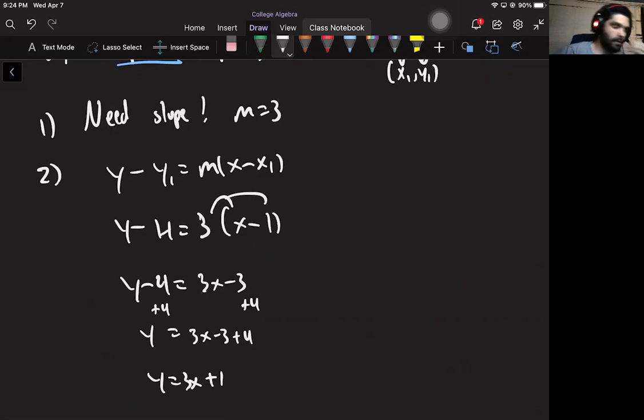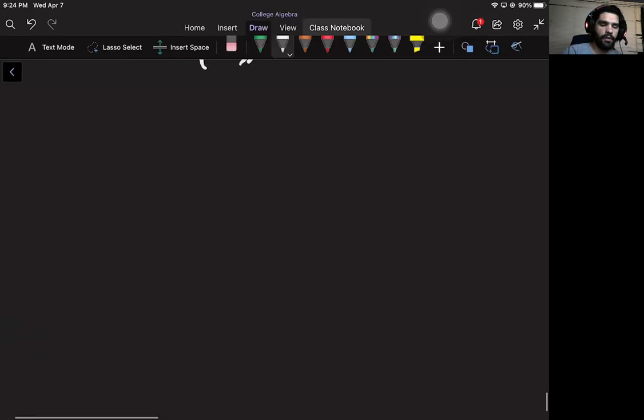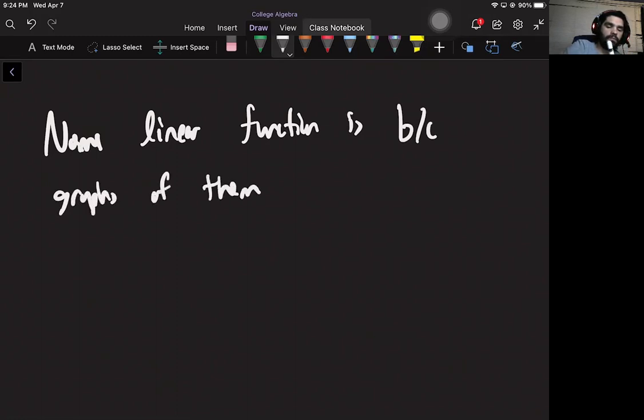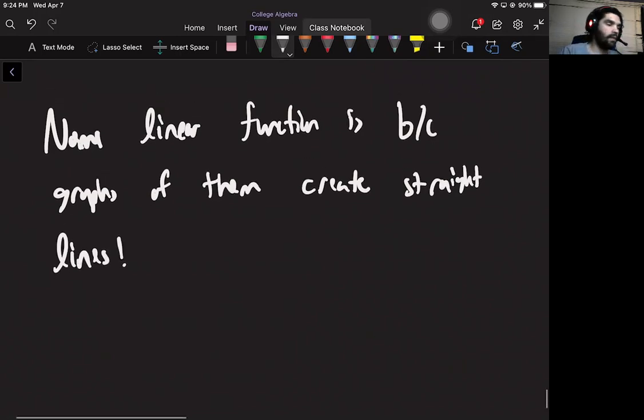Okay. So the main reason that linear functions are called linear functions is that they are the same as lines. These equations are the same, but also when you graph them, they create straight lines. So the name linear function is because the graphs of them create straight lines. And we're going to learn how to graph them next time. So don't worry about it now, but this is why the name is what it is.